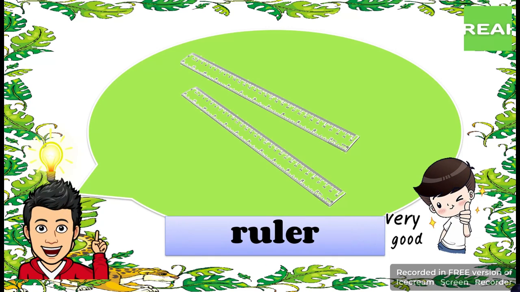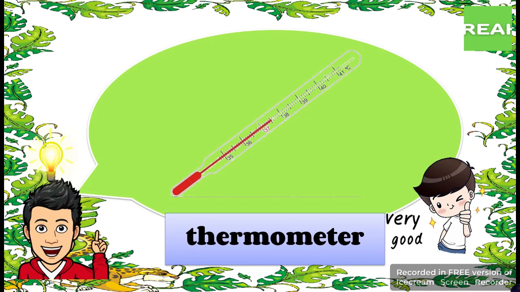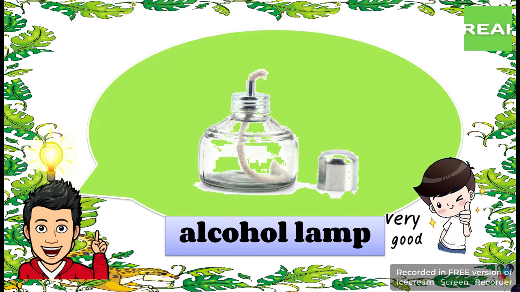Number 3. It is ruler. Number 4. It is thermometer. Number 5. It is alcohol lamp. Awesome! Good job, kids! I know you learned from our lesson yesterday.